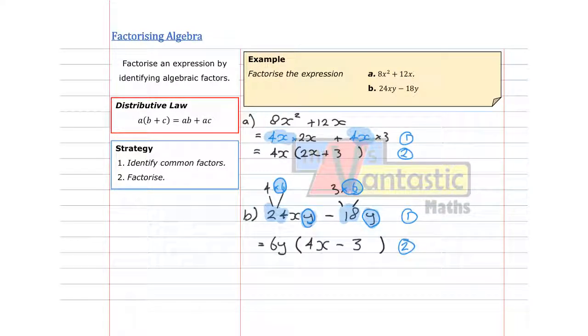And that's it. That's how we can factorize by identifying algebraic factors. Fantastic.